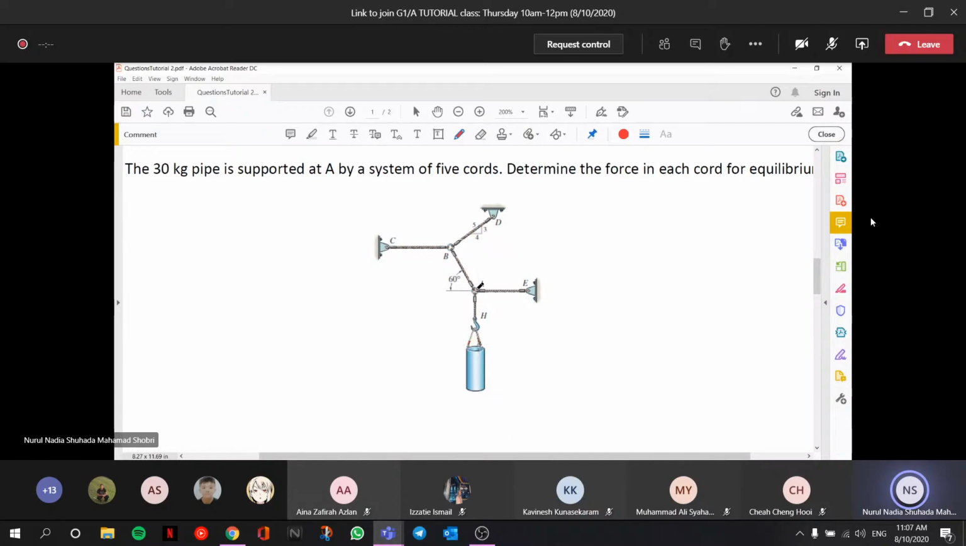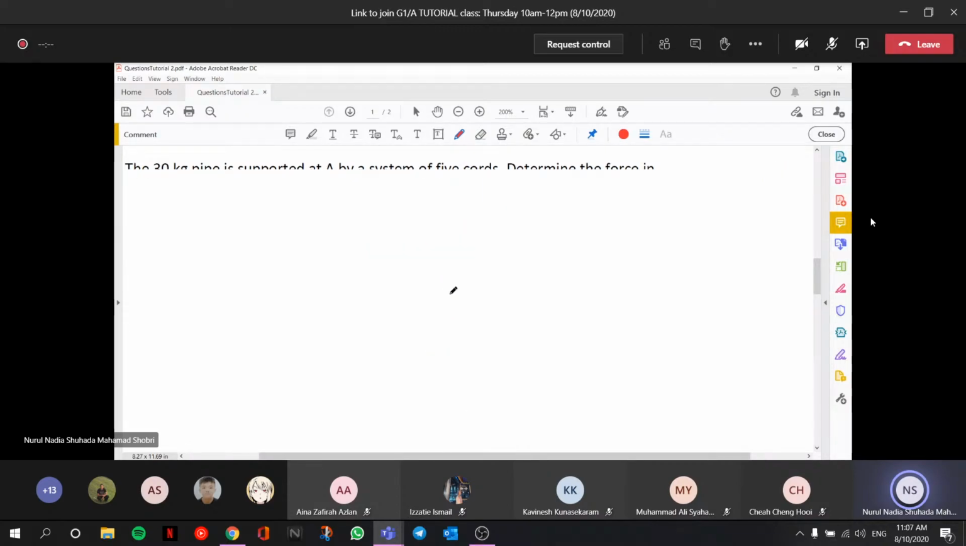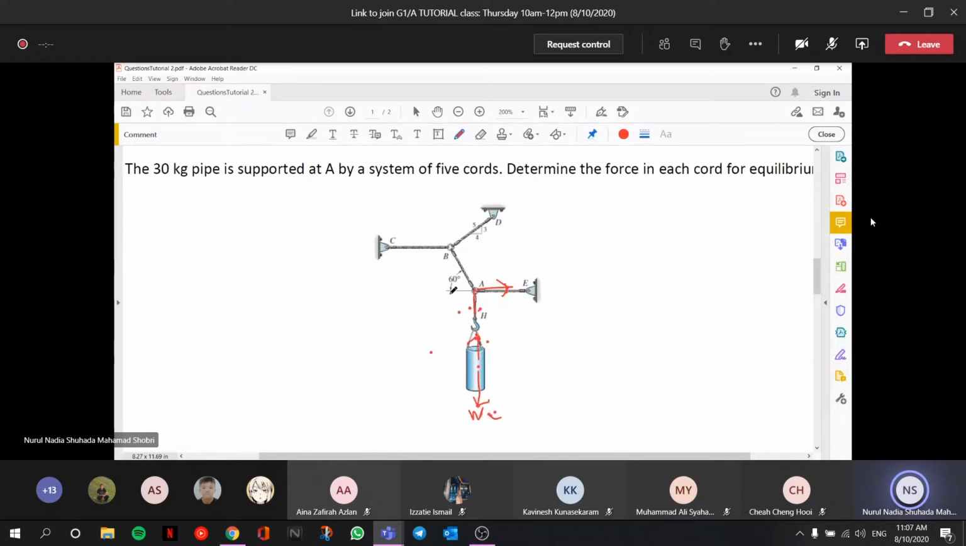So at point A, this is the force AE, and this is the force AH. The force AH is pointing downward, as you can see, because the pipe below is pointing upward. Please remember this is the equilibrium state, so forces that share the same cord should have opposite directions.